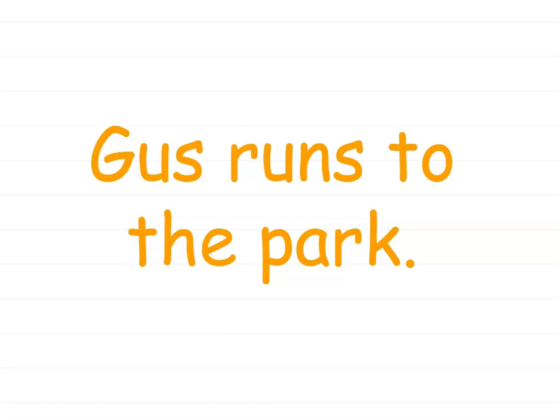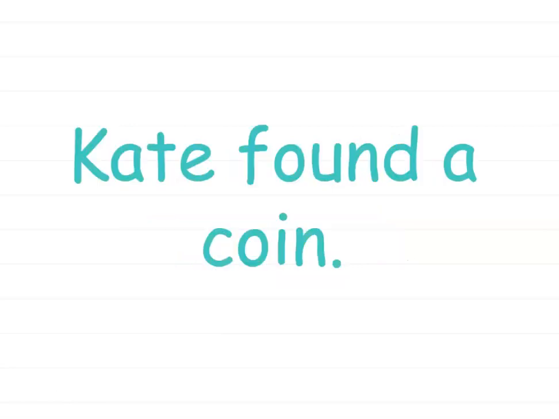We will practice making other simple sentences longer. Let's look at this one. Kate found a coin. Who is this sentence about? Kate. What did Kate find? She found a coin. Found is the verb in this sentence.